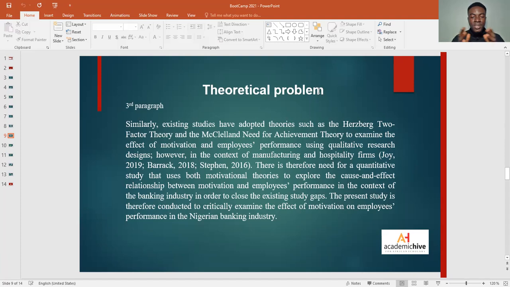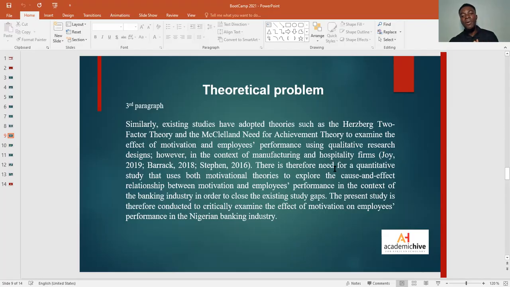Again, studies have been done using theories, two-factor theory and McClelland need for achievement theory, using a qualitative approach. Remember, the approach you're considering in this study is a quantitative approach. So again, we've seen a gap that studies have been done, but they are qualitative in nature. And they focus not on my context, but in the context of manufacturing and hospitality. You always cite the studies.